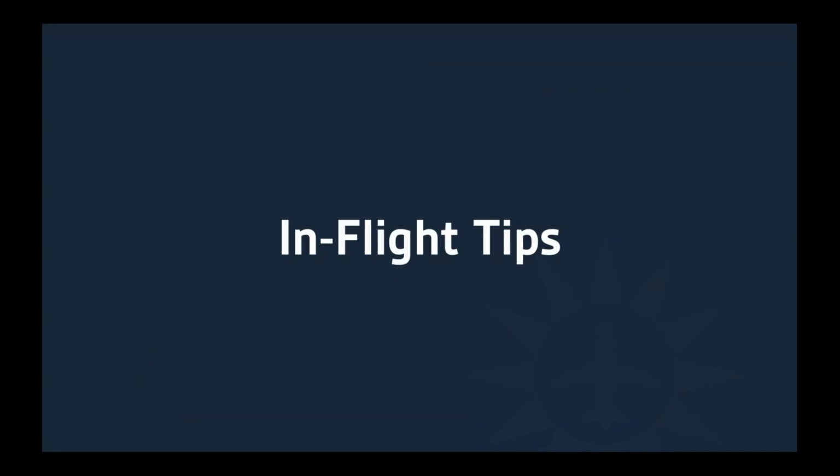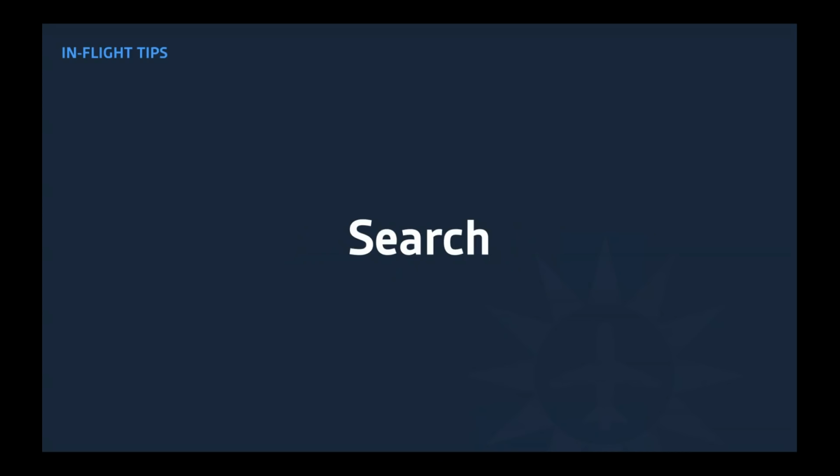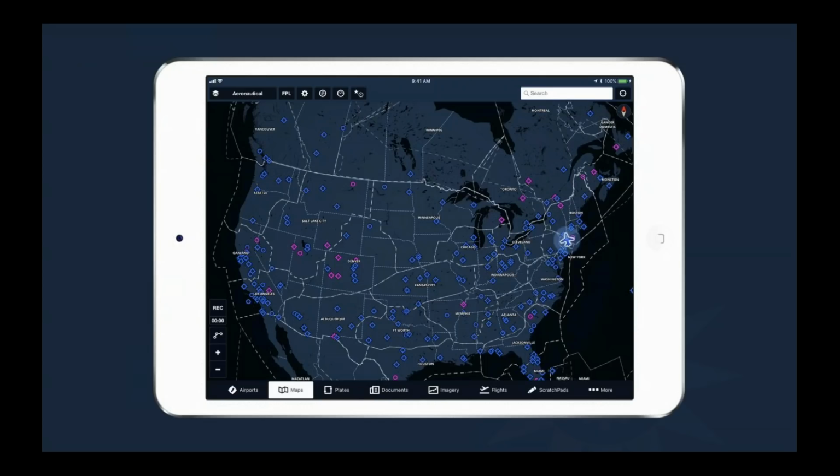Next, I want to talk about some tips for in-flight use with ForeFlight Mobile. The first one is a feature that was released in the last version, and it's an update to our search functionality. In ForeFlight, previous to the last version, you could enter different things in the search field, routes or waypoints, but we've actually enhanced that. We've made it a lot smarter, and you can search for a lot of different types of things in search now. I'm going to show you a few examples.